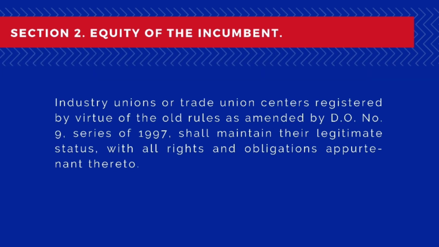Section 2. Equity of the incumbent. Industry unions, or trade union centers registered by virtue of the old rules, as amended by Department Order No. 9, Series of 1997, shall maintain their legitimate status, with all rights and obligations appurtenant thereto.